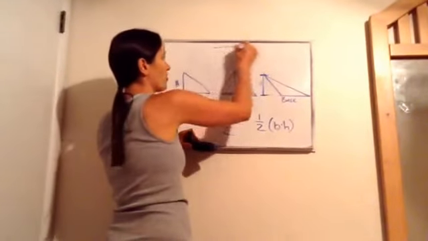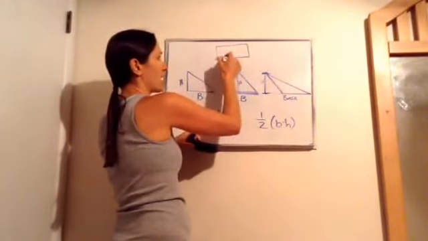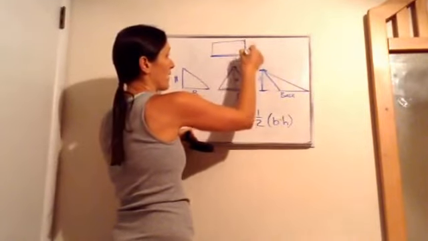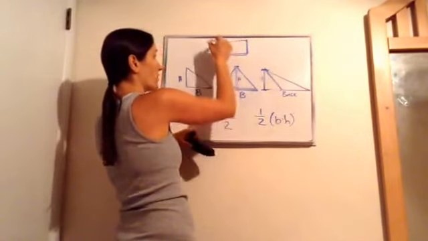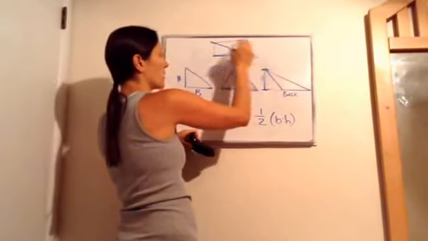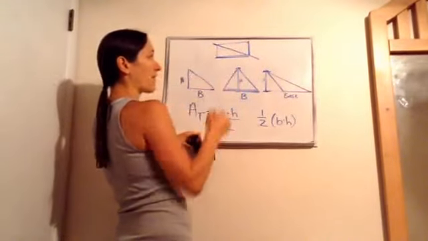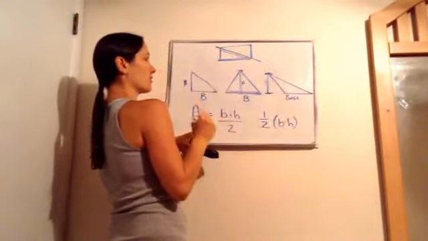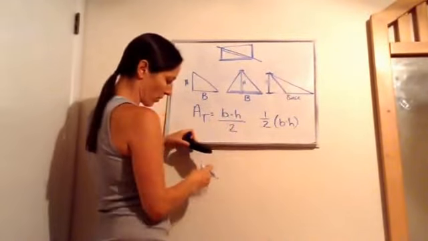And if it helps you to realize base times height is basically length times width. But the reason why they divide it by 2 is because look what happens. When I divide a rectangle in half, I get a triangle. So that's why divided by 2 is important. Okay?